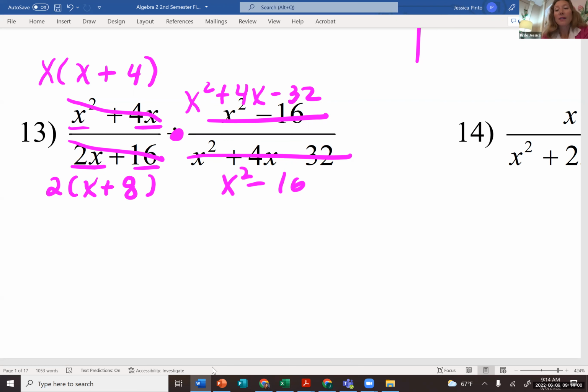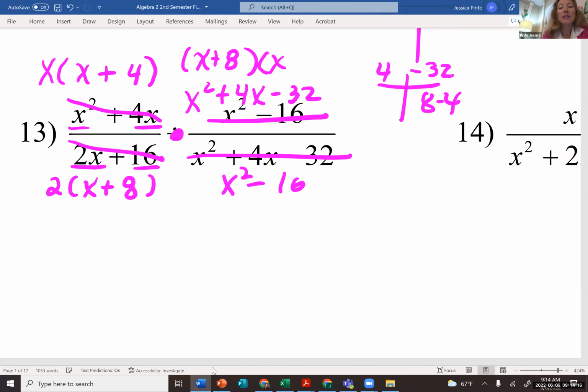The numerator, I'm thinking of, okay, negative 32 and positive 4. I know that's going to be 8 and 4, and it looks like the 4 needs to be negative. 8 minus 4 is 4. So that's going to give me x plus 8 and x minus 4. I use the fast factoring here because it was just x squared, whereas the previous problem was 2x squared. 2x squared or 3x squared means so much more work.